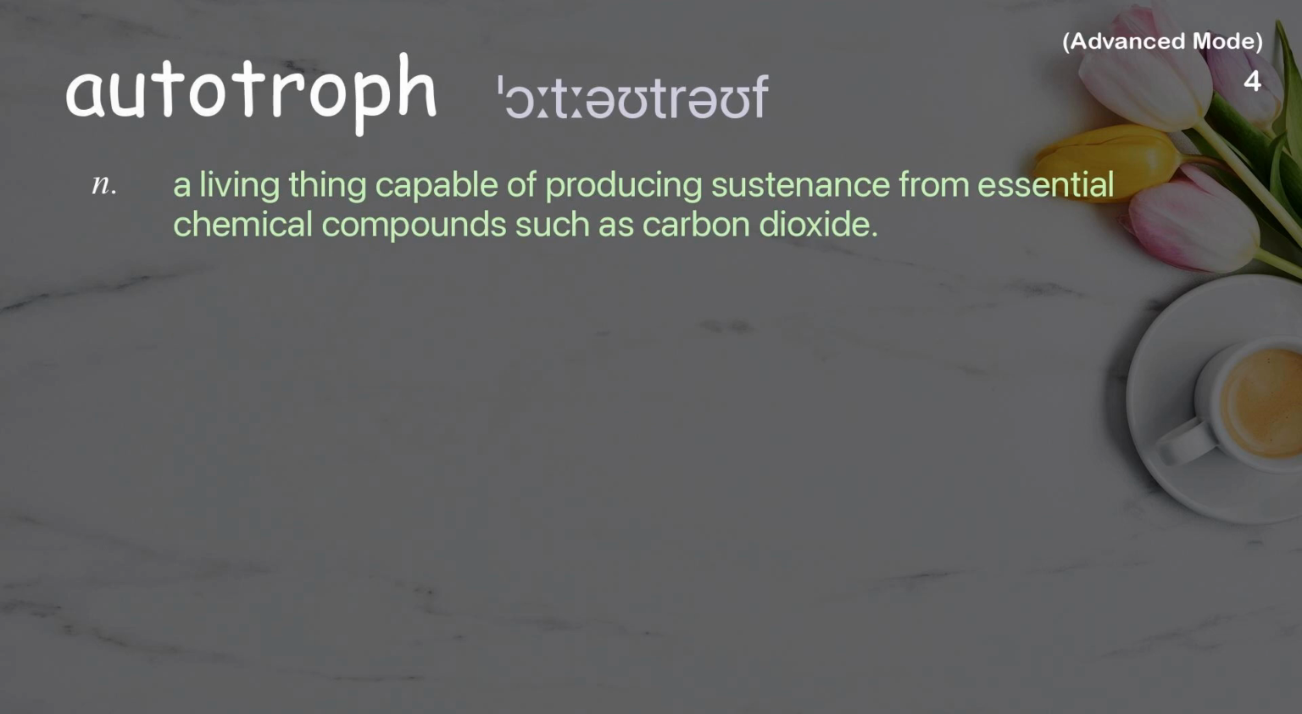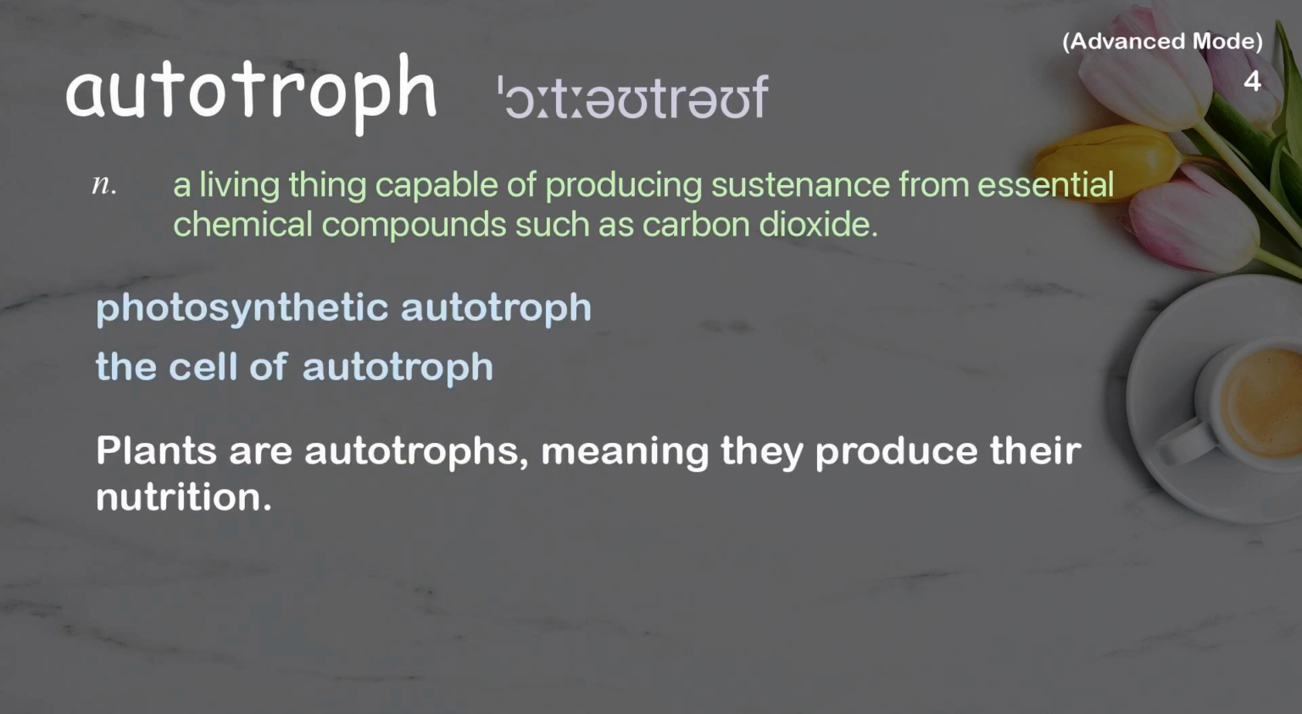Autotroph. A living thing capable of producing its own sustenance from basic chemical compounds such as carbon dioxide. Examples: Photosynthetic autotroph. The cell of autotroph. Plants are autotrophs, meaning they produce their nutrition.